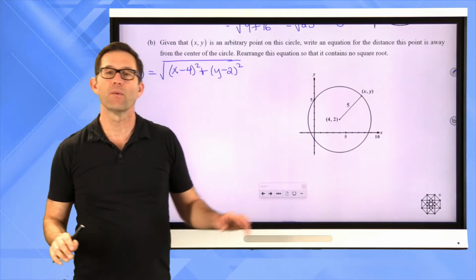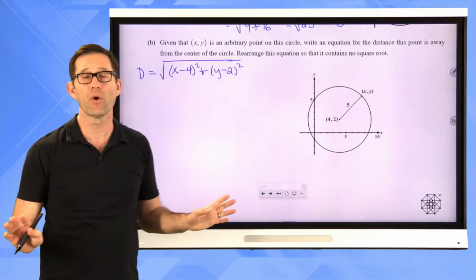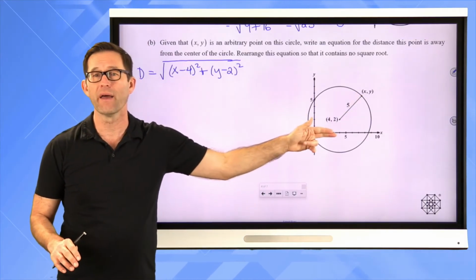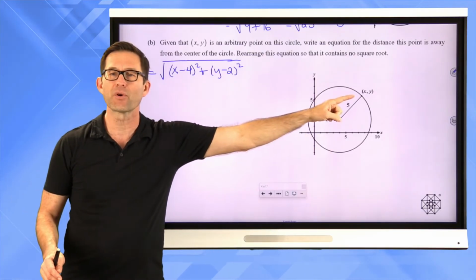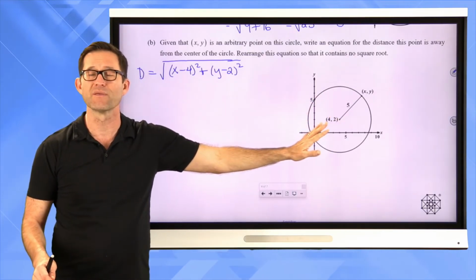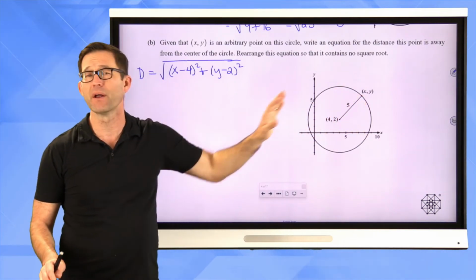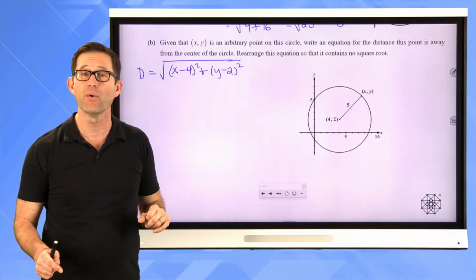Now, of course, you might say, well, why didn't you do (4 minus x) squared and (2 minus y) squared? And you totally could. But in general, when the arbitrary point is (x, y), and the center is known, then you always do the arbitrary point minus the coordinates of the center instead of the coordinates of the center minus the arbitrary point. I want to be very clear, it really wouldn't make a difference, but this is the standard way of doing it.